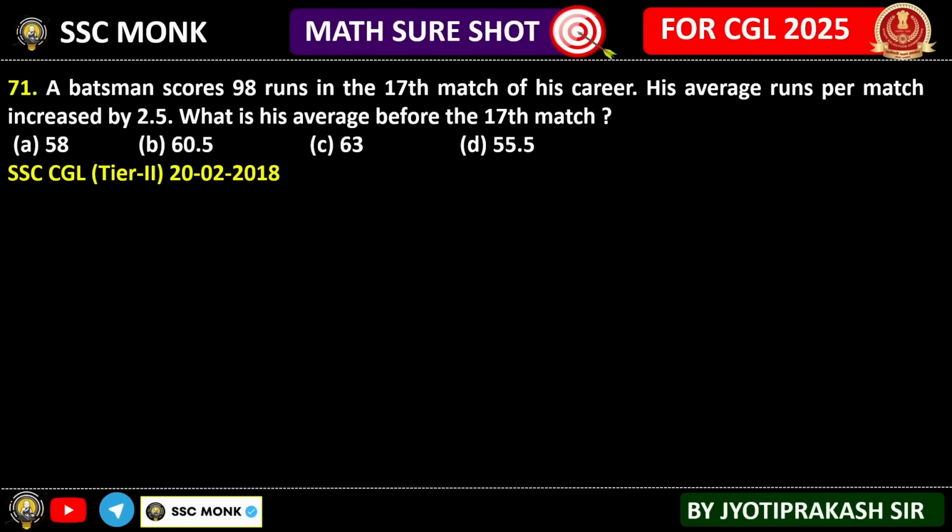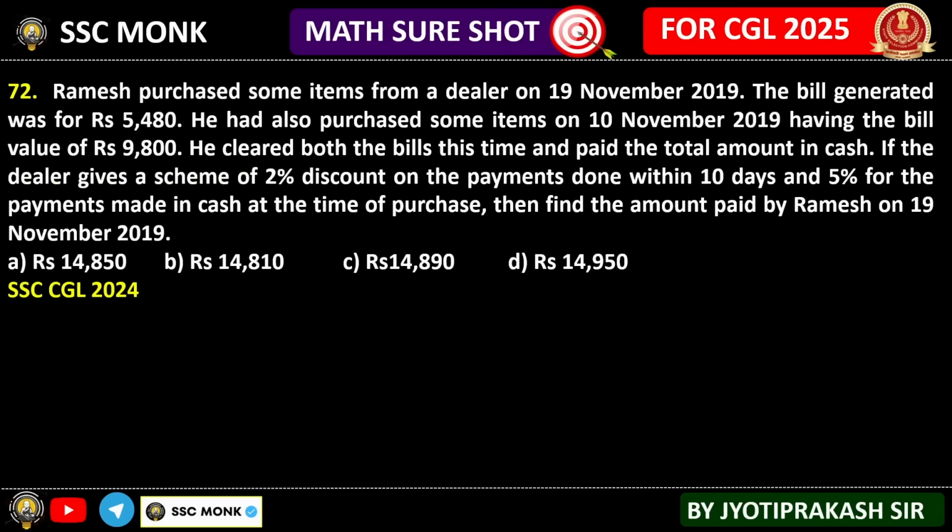Next, a batsman scored 98 runs in the 17th match of his career. His average runs per match increased by 22.5. Same. Ramesh purchased some items from a dealer on 19th November 2019. The bill generated was for 5,480. He had also purchased some items on 10 November 2019, having the bill of 9,800. He cleared both the bills this time and paid the total amount in cash. If the dealer gives a scheme of 2% discount on the payments done within 10 days and 5% on the payments made in cash at the time of purchase, then find the amount paid by Ramesh on 19th November.